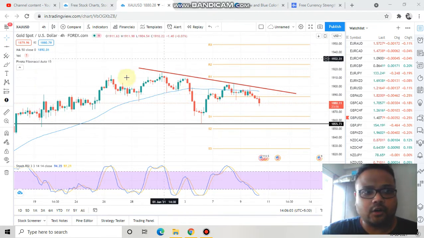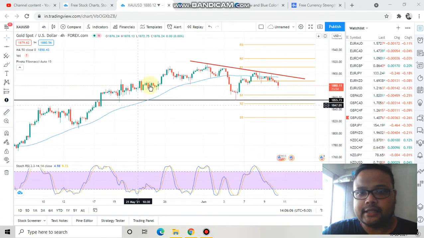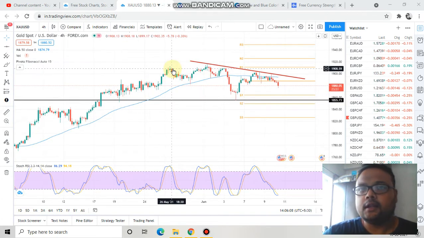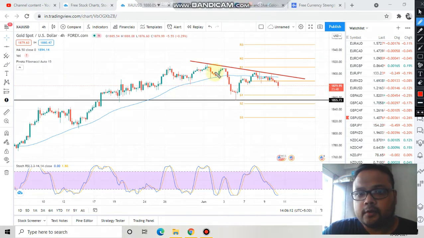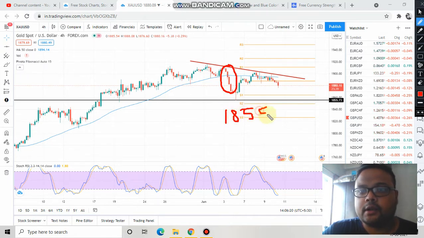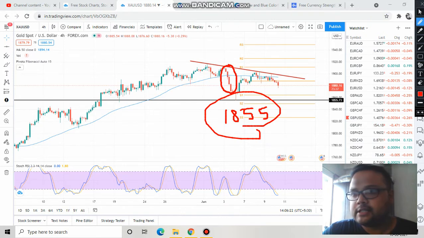So this is the chart of gold USD. As we all know, there was some volatility in the past week and we saw some huge sell-off. There was huge selling pressure, and the market bounced from this particular level, 1855. So at first, let's do the analysis.